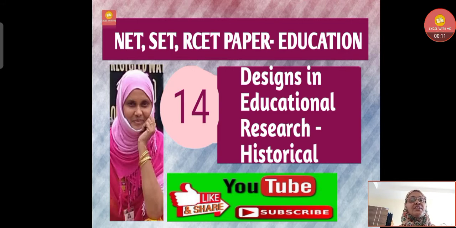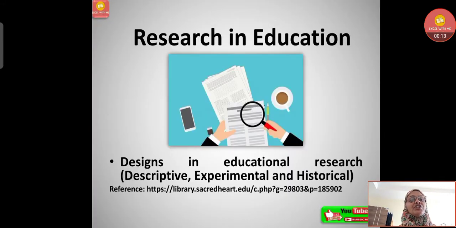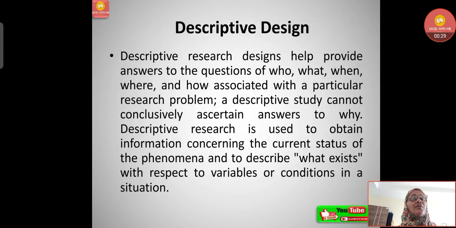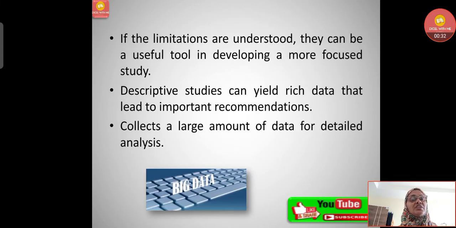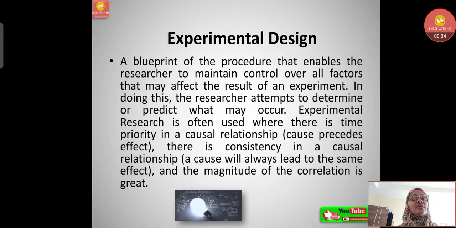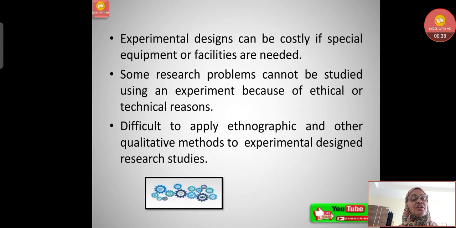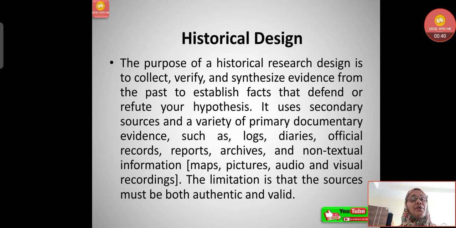Let's start today's class, that is Education Research in Education, with the subtopic Designs in Educational Research. In the previous class, we understood what is designing of the research. We understood what a descriptive research design and an experimental design are. Now in this class we are going to understand about the historical design, that is how you are going to do the historical research design.